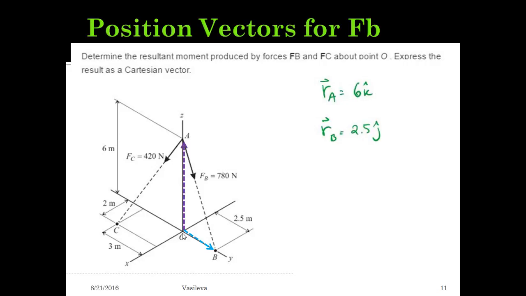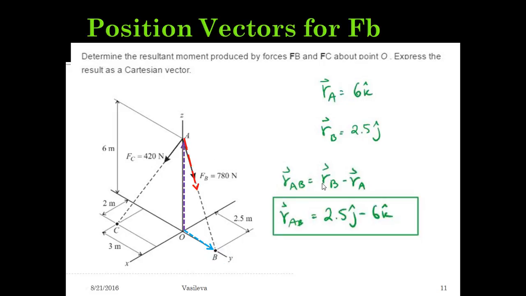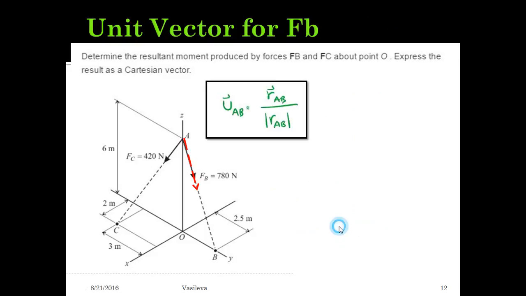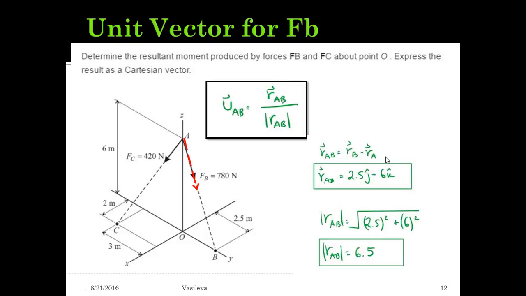So RA is 6 up, RB is 2.5 in the Y direction. And now we want to find AB. So we just do RB minus RA, and that gives us RAB. So 2.5J minus 6K. From there we find the unit vector, the vector divided by the magnitude. So for our vector we just determined, the magnitude once again is the square root of x squared plus y squared plus z squared.